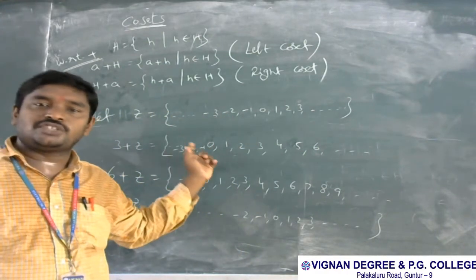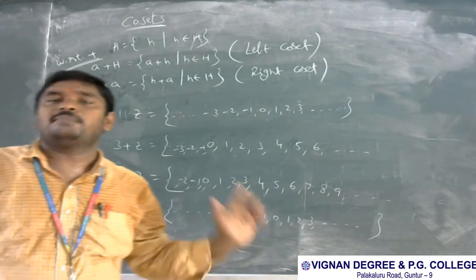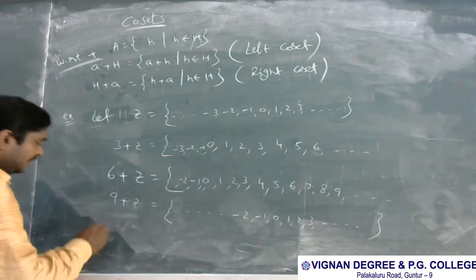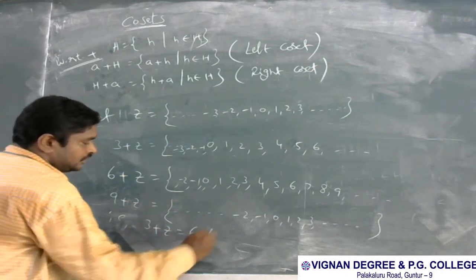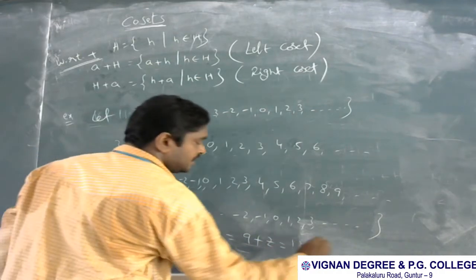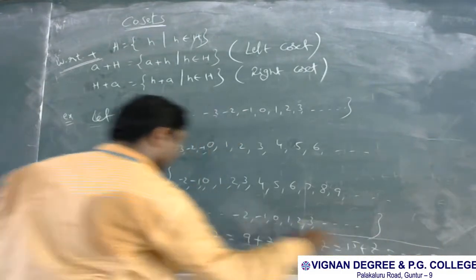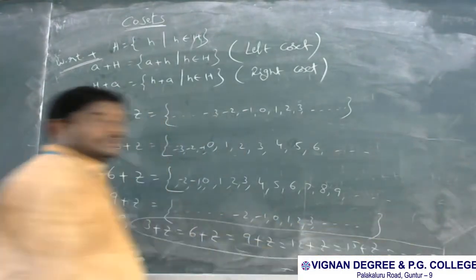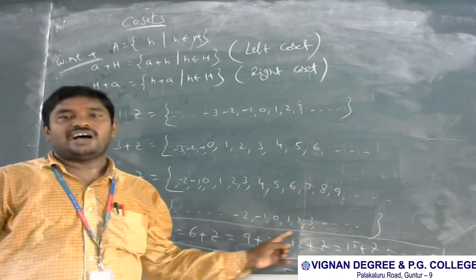3 plus Z gives the same answer, 6 plus Z also the same answer, 9 plus Z also the same answer. So 3 plus Z is equal to 6 plus Z is equal to 9 plus Z is equal to 12 plus Z is equal to 15 plus Z is equal to, and so on. The third tables, all third tables are equal.